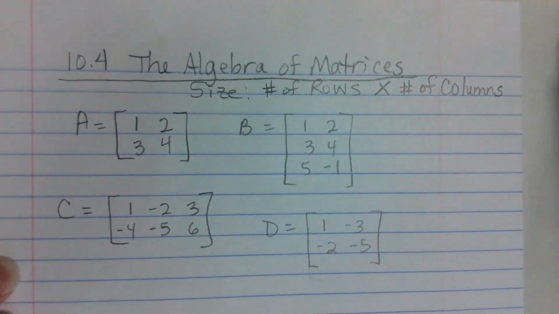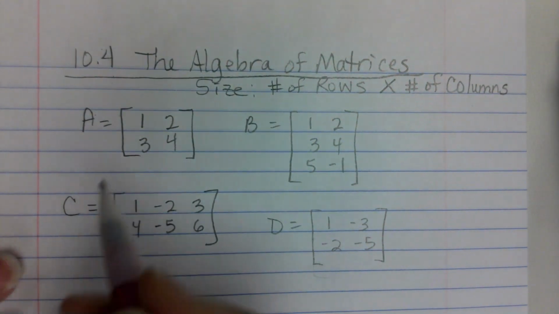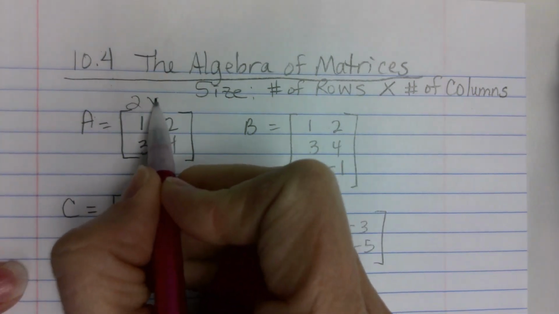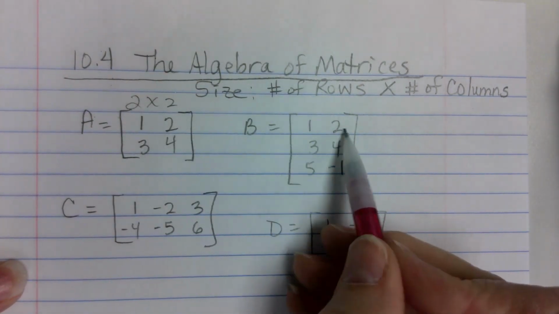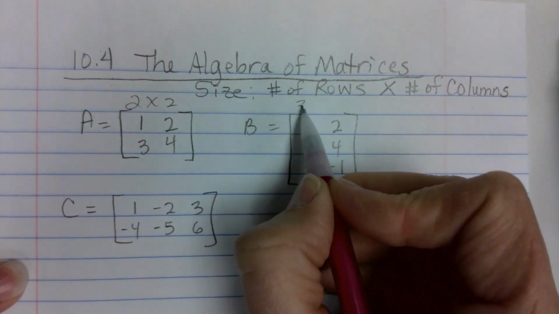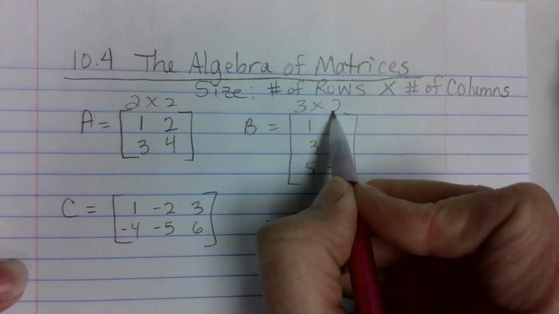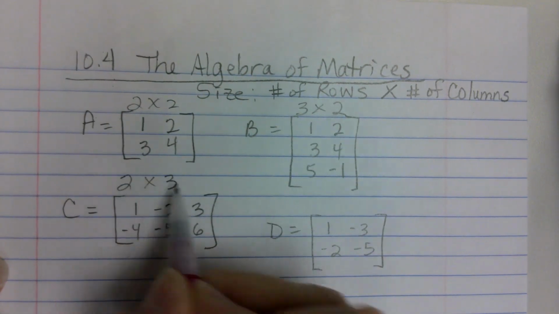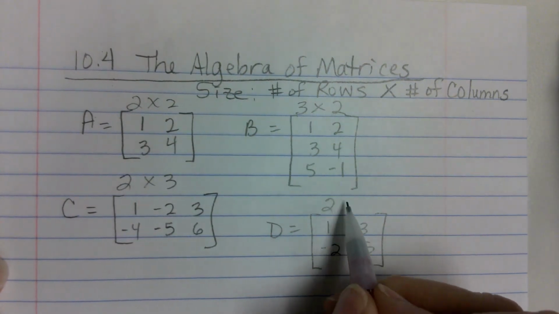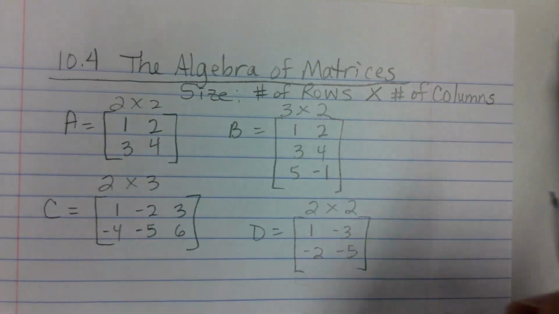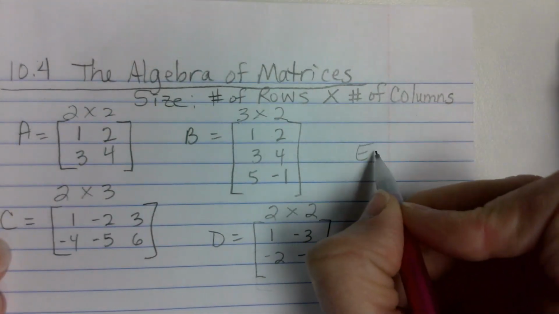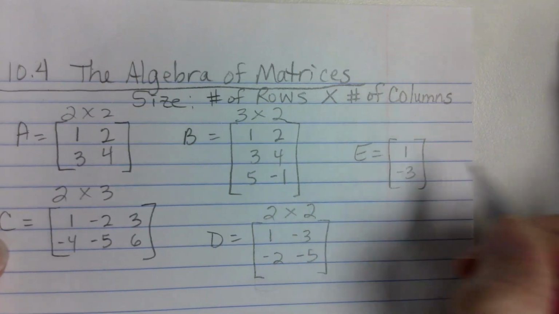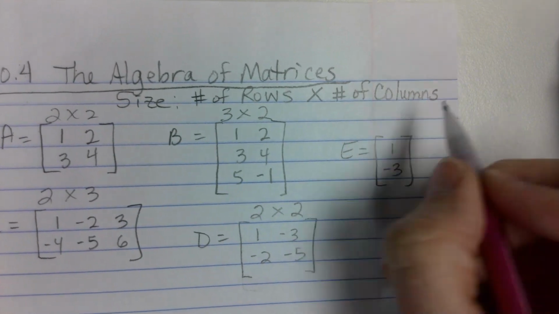No, you don't multiply them. Literally, if I tell you to give me the size of matrix A, 2 by 2. Matrix B, 1, 2, 3 rows, 2 columns, 3 by 2. What about this one? 2 by 3. This one is another 2 by 2. We could even go E is 1, negative 3. What size is that one? 2 by 1.